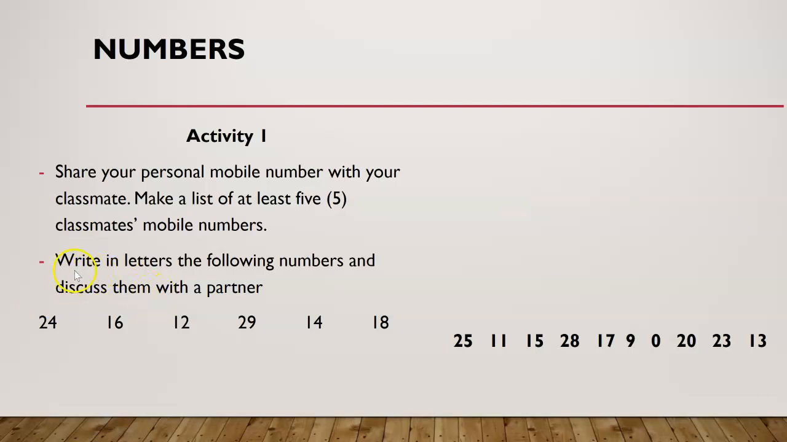Activity 2, we say write in letters the following numbers and discuss them with a partner. It can be a peer, a friend, as I said, or anyone. We have 24, 16, 12, 29, 14, 18, 25, 11, 15, 28, 17, 9, 0, 20, 23, 13. Okay. Now you need to share this with your colleague.